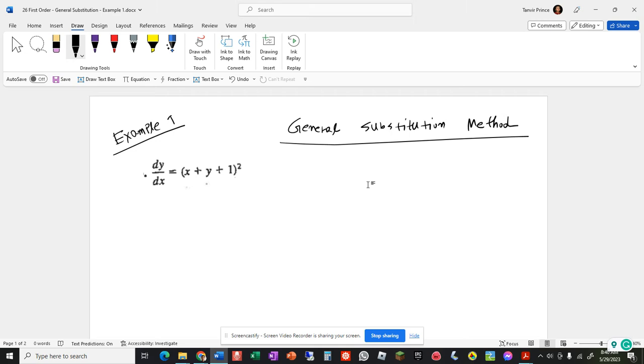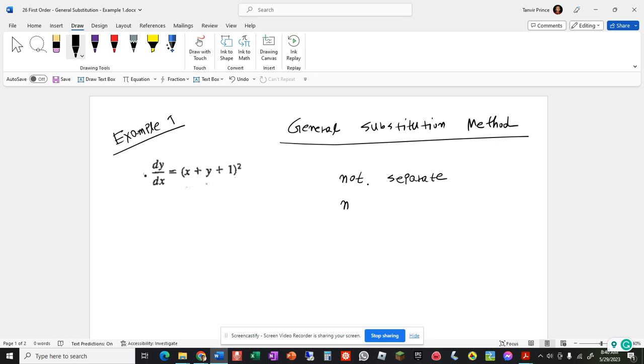Welcome everybody. This will be our first example of general substitution method. So it's actually very easy. I'll explain as I do this example. If you look at this example 1, this is not separable. You cannot really separate. You can try, but you will not be able to do that.